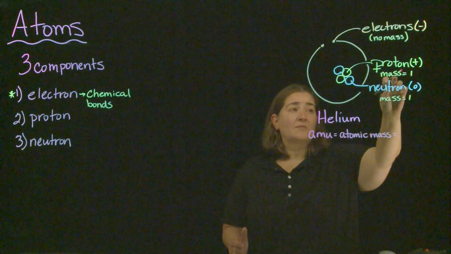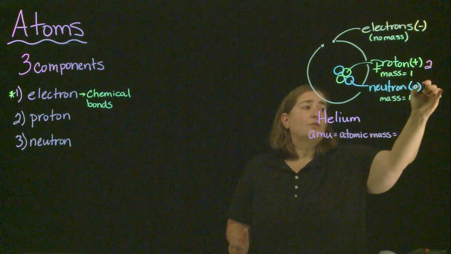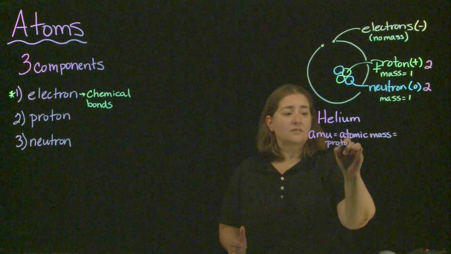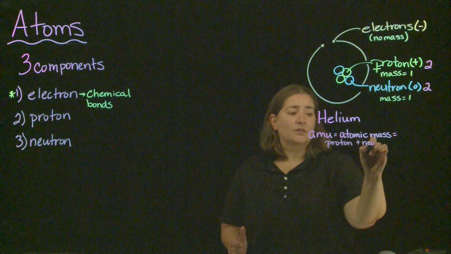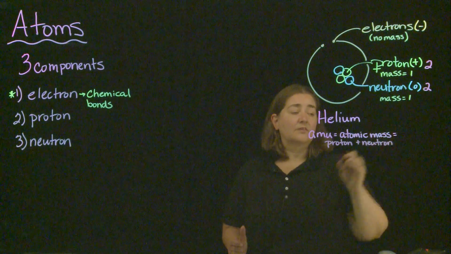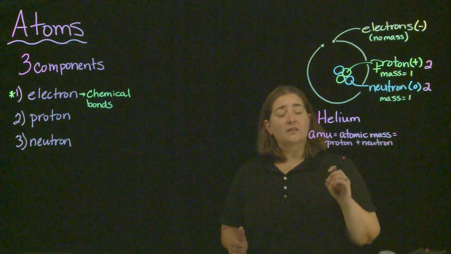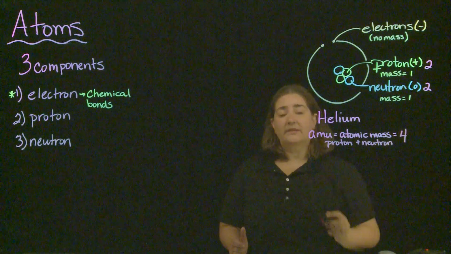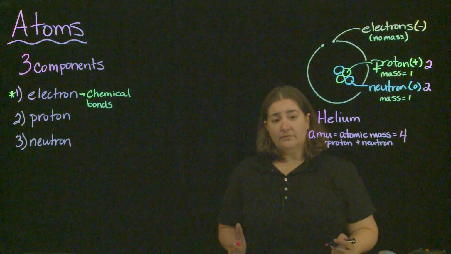And in terms of atomic mass, we are going to take both proton and neutron, okay? So in terms of helium, our atomic mass will be 2 plus 2, easy math. That's going to equal 4, all right?